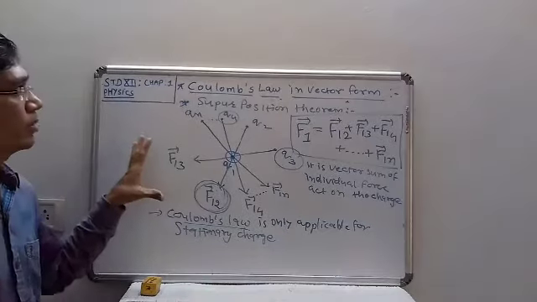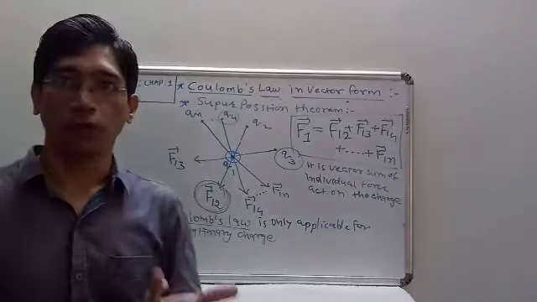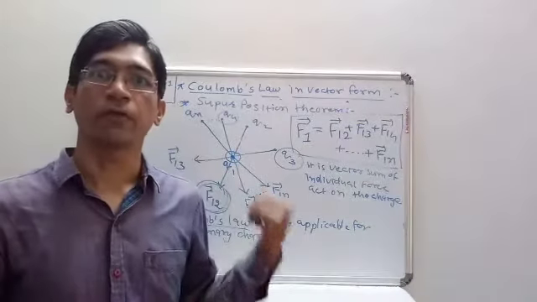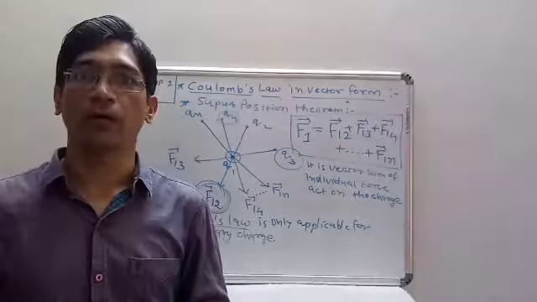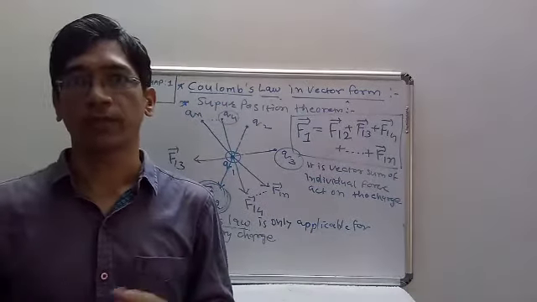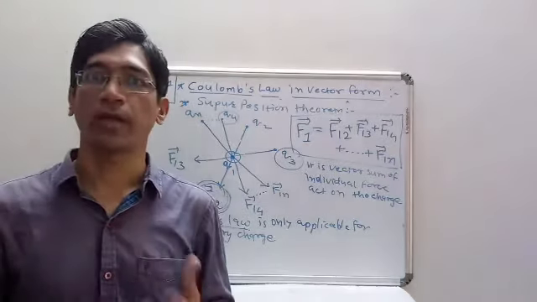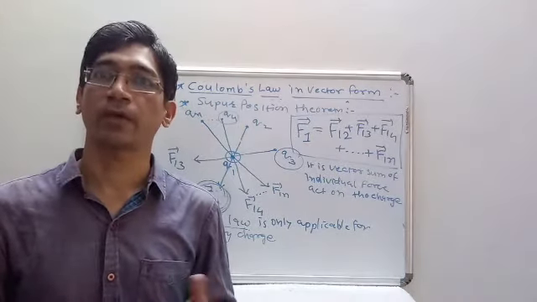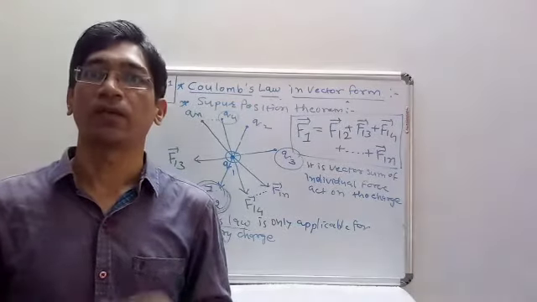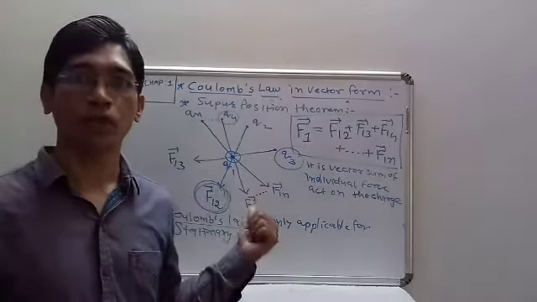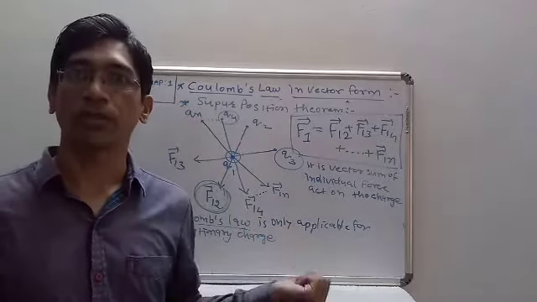So in this chapter we have studied Coulomb's law in the magnitude form and Coulomb's law in the vector form, and the superposition theorem, in which we have taken many forces acting on one single charge, then the resultant force on that single charge is given by the vector sum of the individual forces. In the next session we will take examples based on Coulomb's law in the vector form and the superposition theorem.